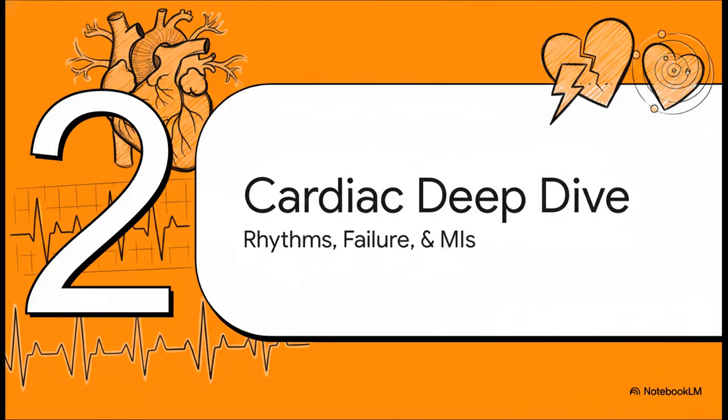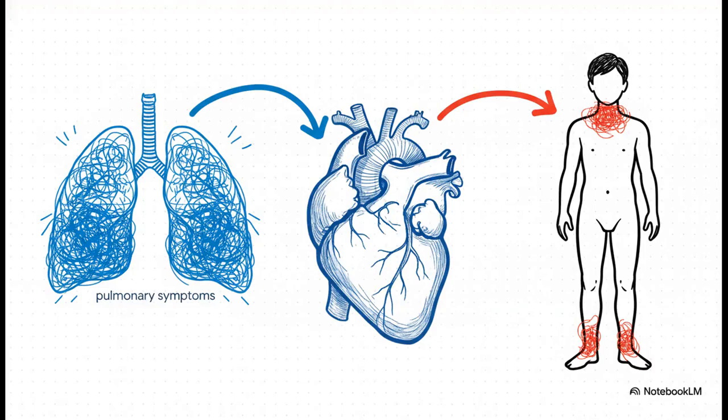Okay, moving on from the lungs, let's head straight to the heart for our cardiac deep dive. We're going to hit heart failure, MIs, and we're going to look at a rhythm strip that you are pretty much guaranteed to see on your exam. Let's make heart failure super simple. All you have to remember is this. L is for left, and L is for lungs.